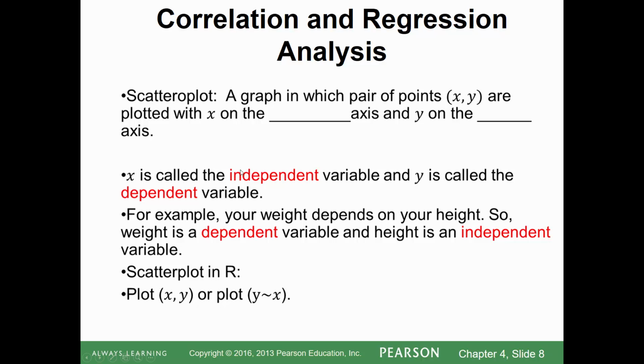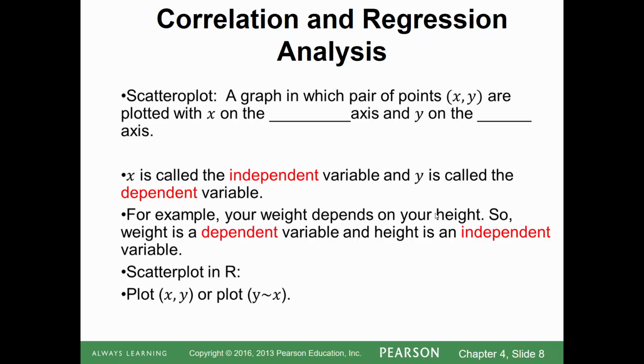So x we call the independent variable and y we call the dependent variable. For example, your weight depends on your height, not the opposite way around. So weight would be the dependent variable and your height would be the independent variable. As I increase my height, you would assume that my weight would also increase, so it has a positive trend.